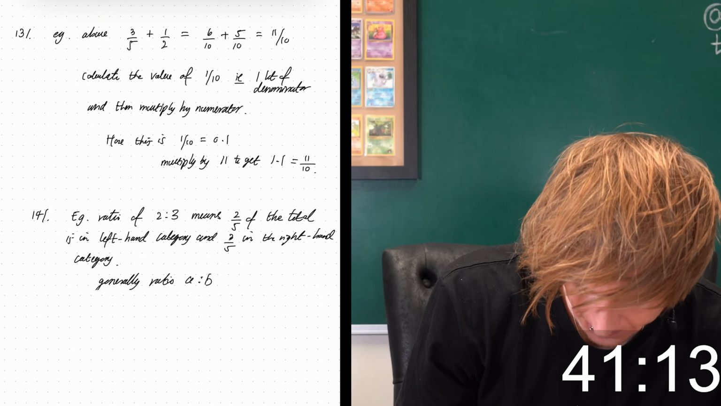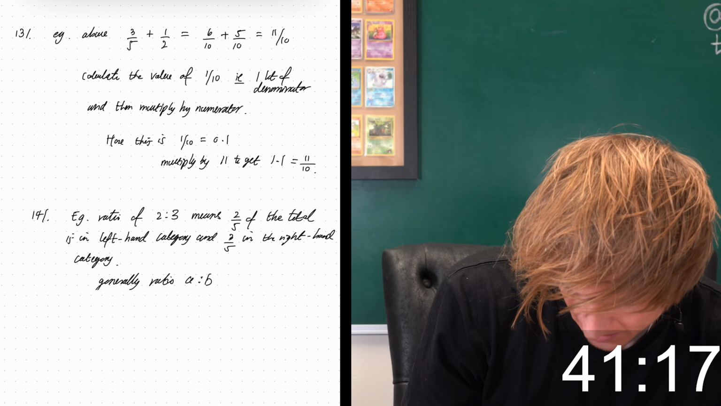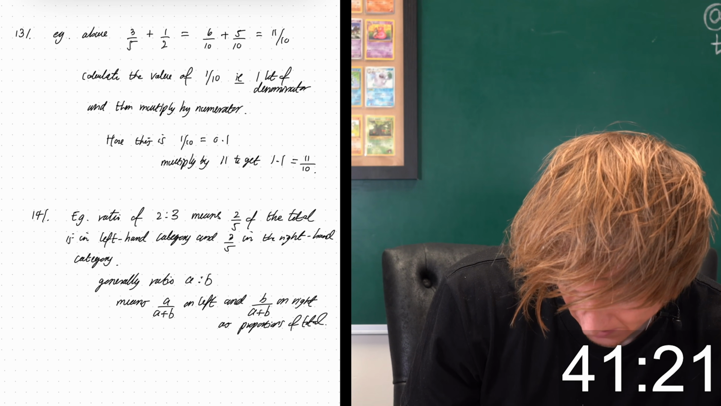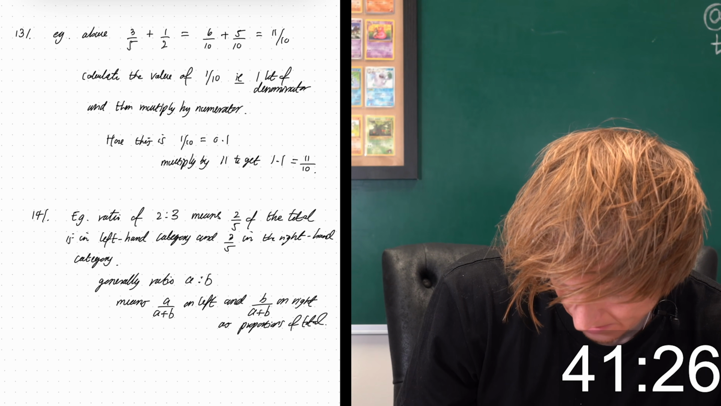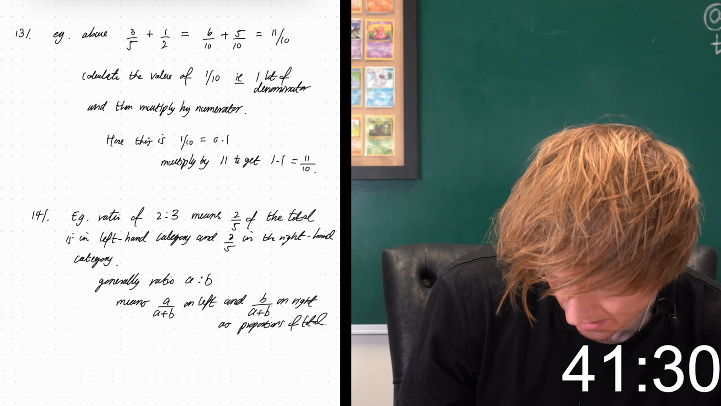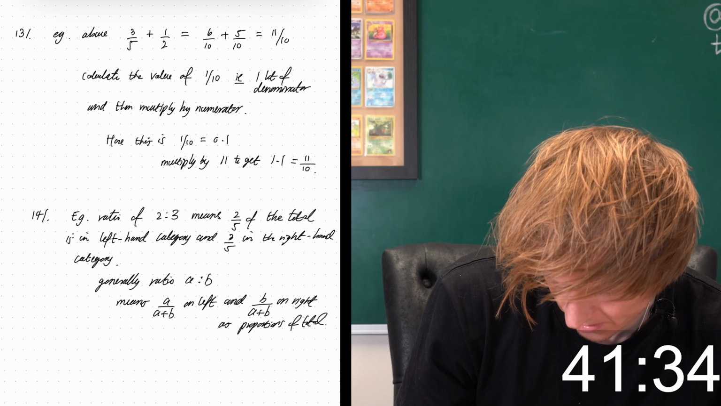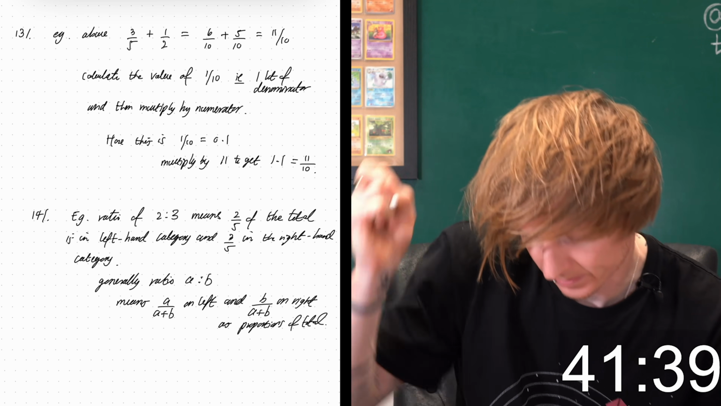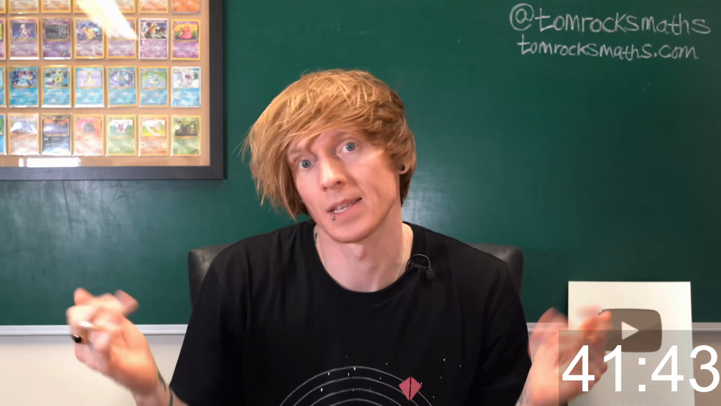So more generally, you would say a ratio A to B means A out of A plus B on left and B out of A plus B on right as proportions of total. That is how you would do that. Okay, cool. I think I gave an example.